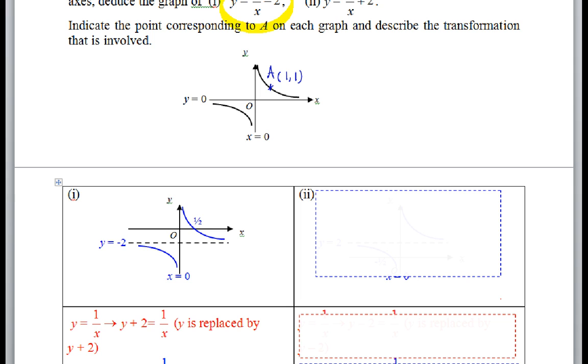So what happened to A? A was (1, 1). Correct? A was (1, 1). So what happened to A? It's not drawn very to scale, but you should see that A becomes here, (1, -1). Somewhere there, (1, -1).